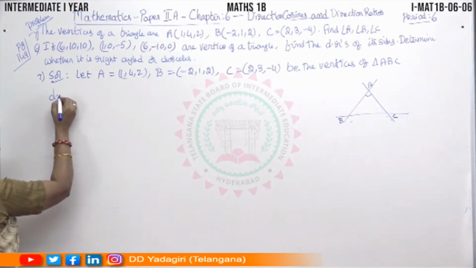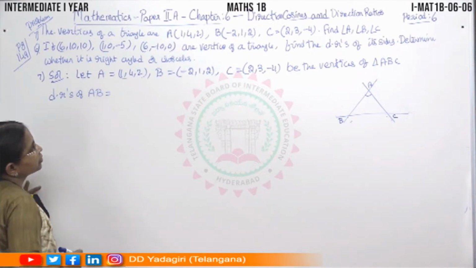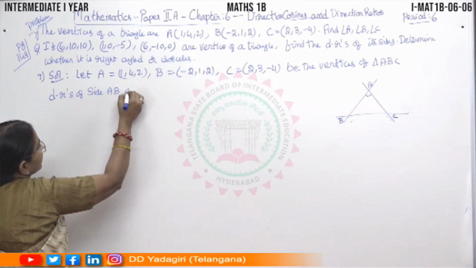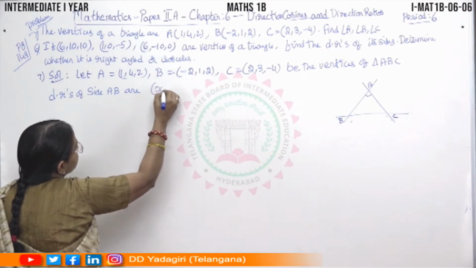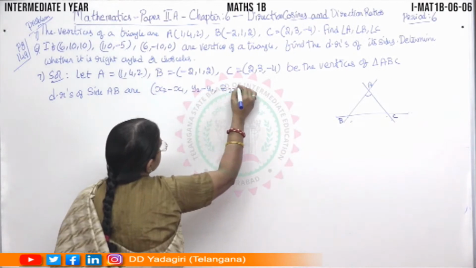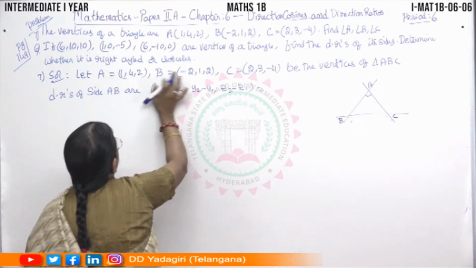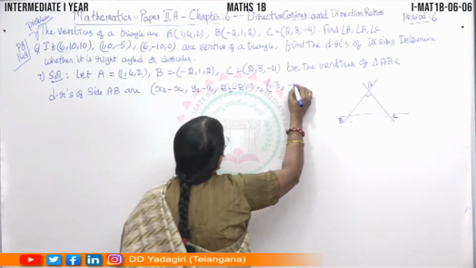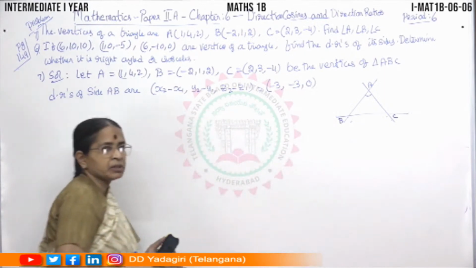Direction ratios of side AB are x2 minus x1, y2 minus y1, z2 minus z1. So if you subtract, minus 2 minus 1 is minus 3, and then 1 minus 4 is minus 3, 2 minus 2 is 0. So you take them as it is like this.